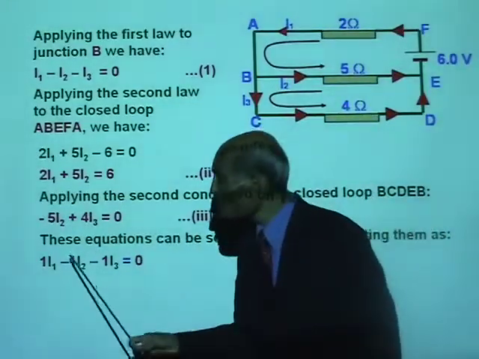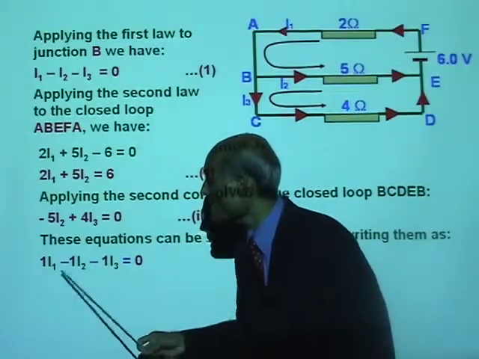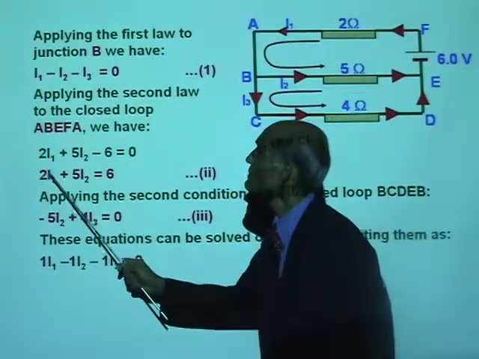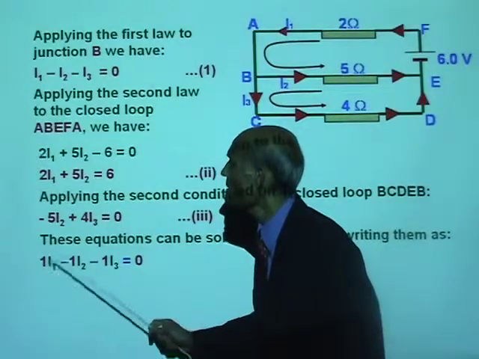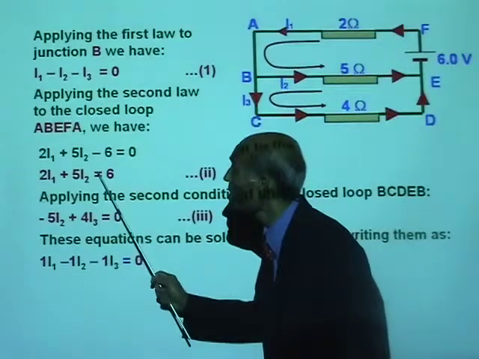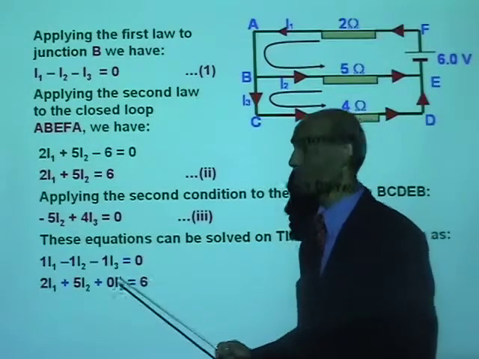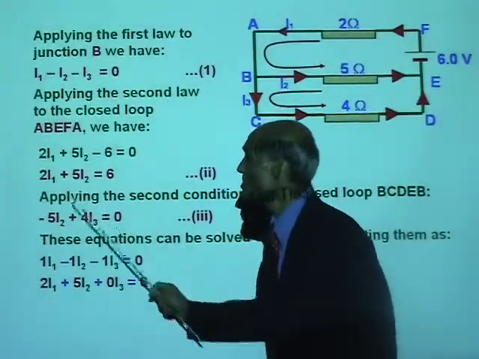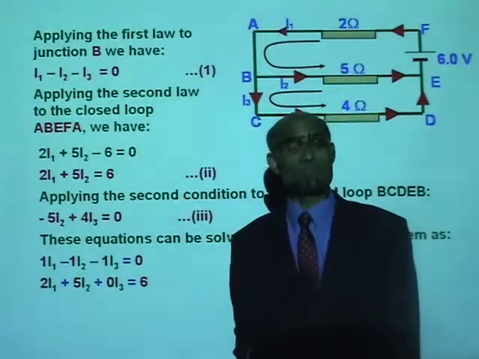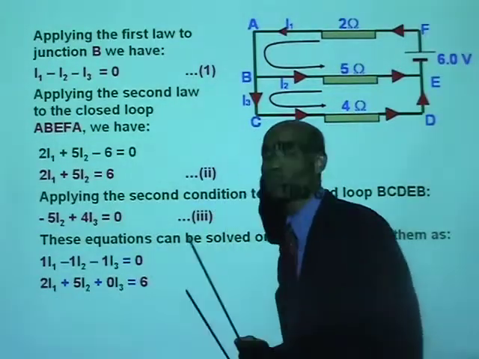Now when you write these equations, I want you to write each equation by aligning I1, I2 and I3. That means when you write the second equation, the term in I1 must be below I1, the term in I2 must be below I2, and the term in I3, there is no I3 in the second equation. So, look at the way I wrote it. 2I1 plus 5I2 plus 0I3 equal to 6. So that I can identify the coefficients of each of the variables.